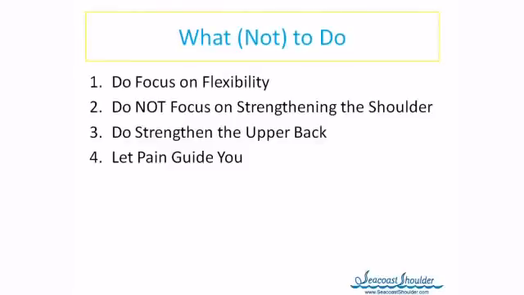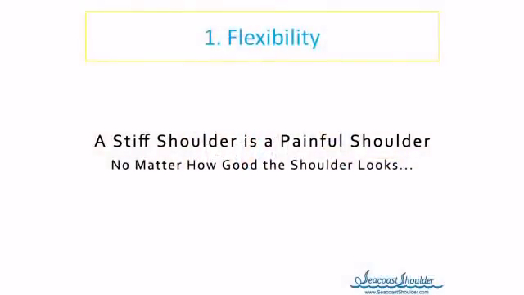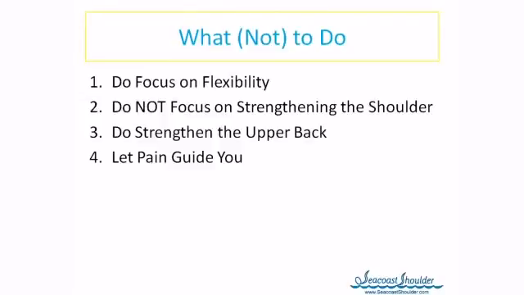Now we're going to talk about the four things we're going to focus on with this talk. What are things that are good to do and what are things that are not good to do? I'm a big fan of flexibility of the shoulder. A stiff shoulder is a painful shoulder. A lot of times people go to therapy and they focus on strengthening the shoulder, or they go home and do a lot of strengthening of the shoulder, doing a lot of push-ups or bench press, and that can aggravate the shoulder. I actually recommend that you don't do a lot of strengthening of the rotator cuff, but do strengthen the upper back muscles, because that helps normalize the mechanics of the shoulder and the shoulder blade and helps that scapulothoracic joint normalize its mechanics.